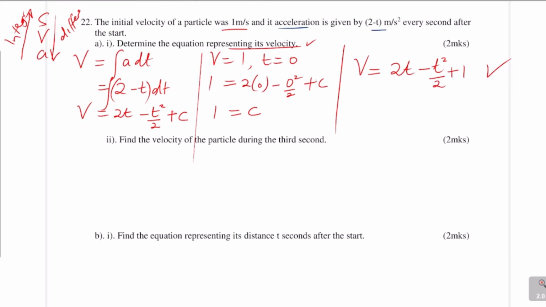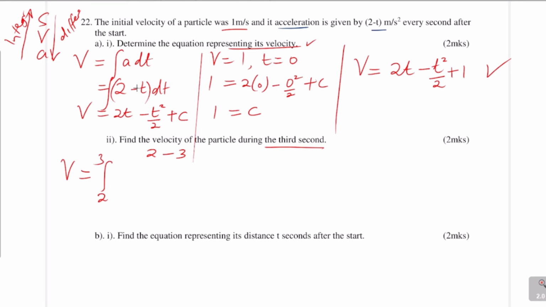Part 2, find the velocity of the particle during the third second. During the third second means you will get the velocity from the second to the third second. That is what you're supposed to know. There are two ways. You can take that velocity and substitute 3 to get the velocity, and then substitute 2 to get the velocity, and then get the difference of the two. Or you can simply use what we had here. Remember, to get velocity, you integrate. So you're going to integrate now from 2 to 3.